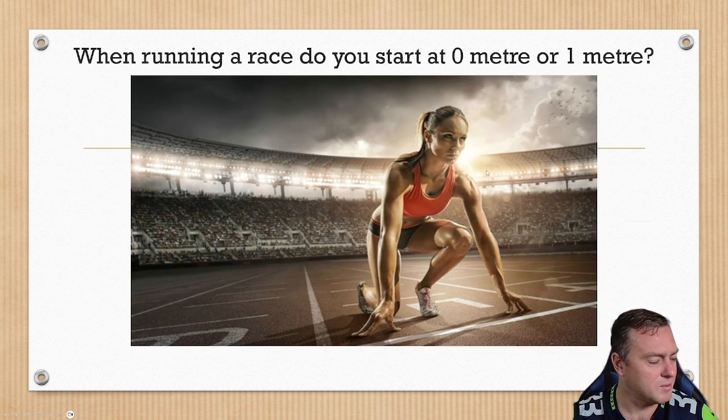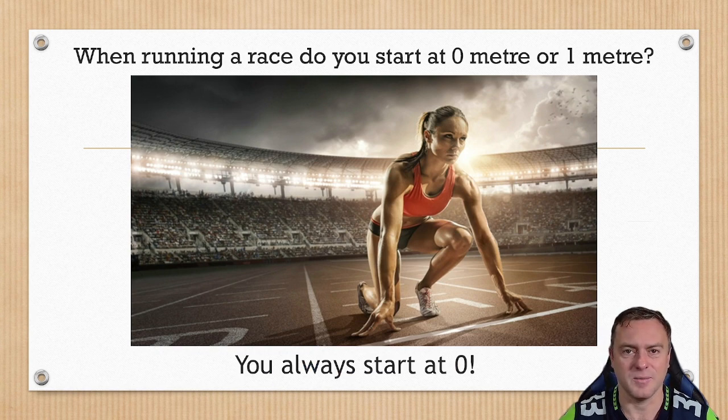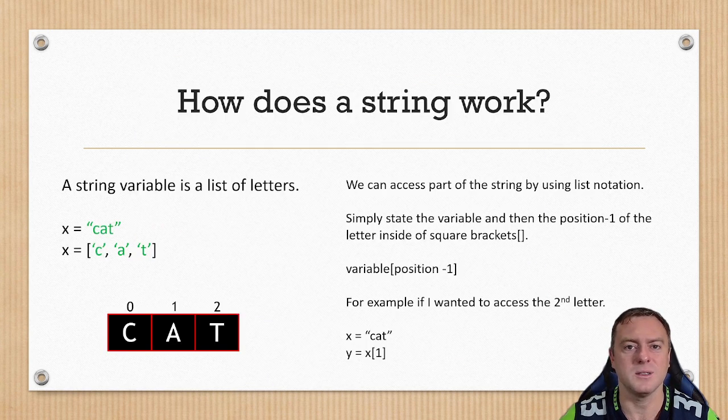So strings, we've talked about this before, way back. When you're running a race, do you start at 0 meters or 1 meter into the race? You should always be starting at 0. This is the same as with the way that a string works. A string is like a list of letters, right? So inside the array, here's cat, and it has position 0, position 1, and then position 2. So even though this is the first letter, we would actually call this the 0th position.